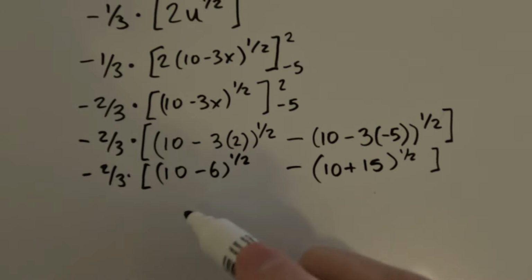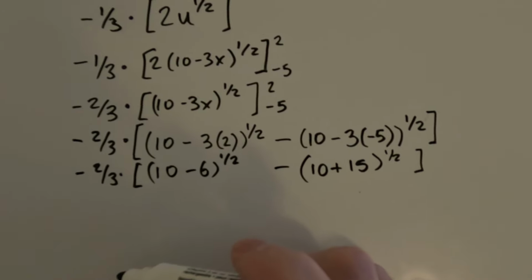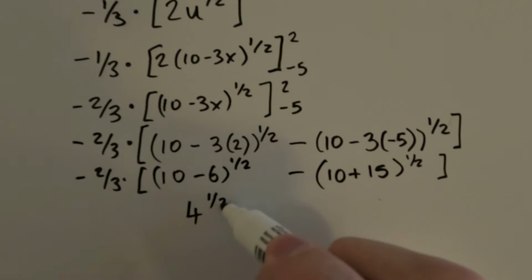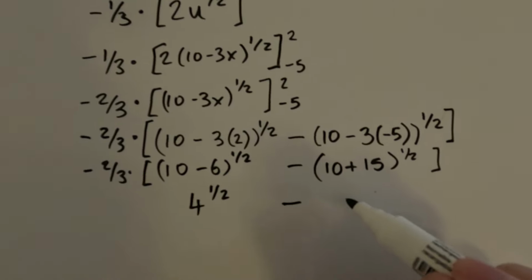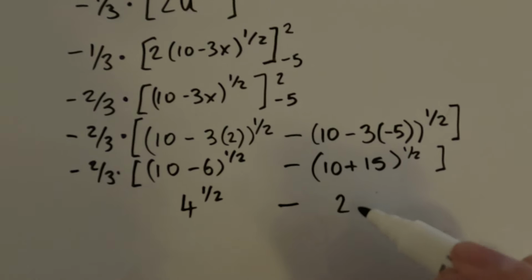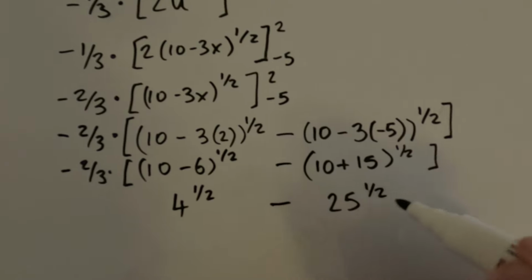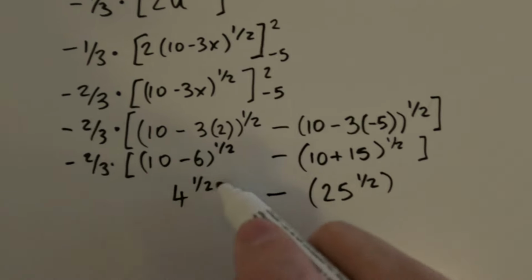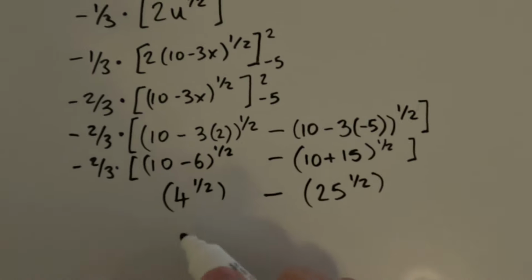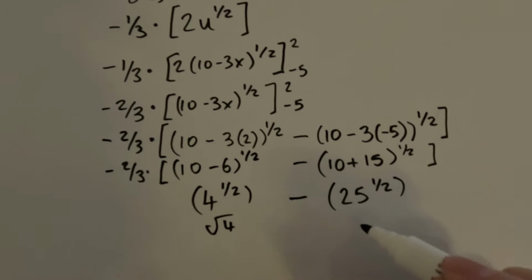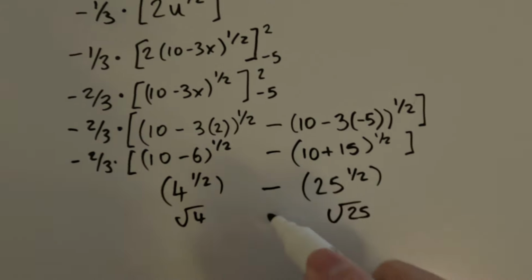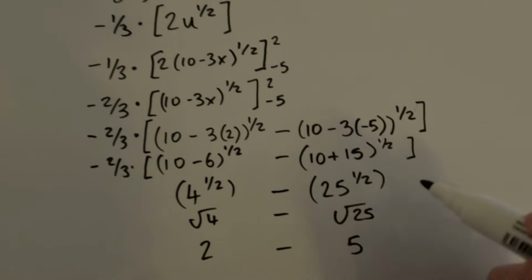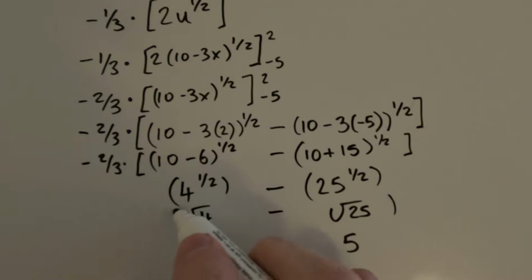So this is simplifying quite nicely now. So 10 minus 6 is 4 to the half. Minus 10 plus 15 is 25 to the half. Now what's 4 to the half? Well, that's just root 4. And 25 to the half is root 25. And what do you know? These numbers work out really beautifully, don't they? How cool is that?